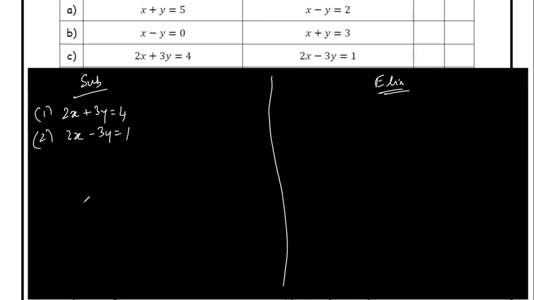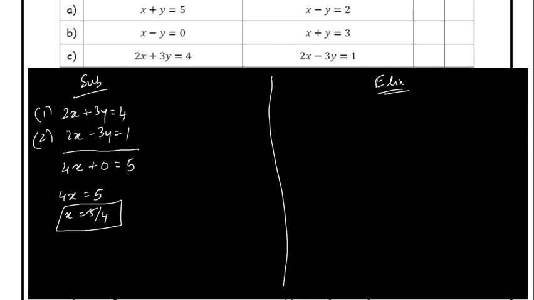So as you can see, I've intentionally made it easy where you don't have to really multiply like I showed you in the first half of this video. So it's ready made in front of you. You don't need to subtract the second from the first one. You simply add them. So if you add them, you end up getting 4x and the 3y and 3y cancels out. Is equal to 5. So 4x is equal to 5. So x is equal to 5 by 4.